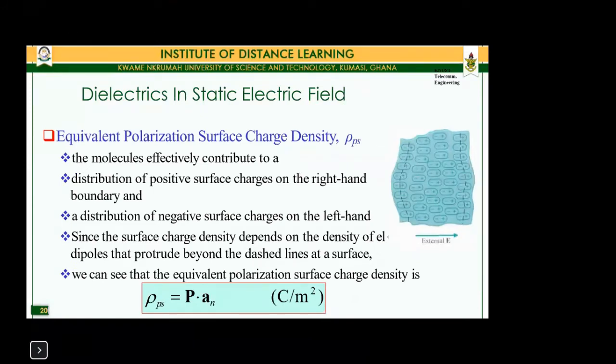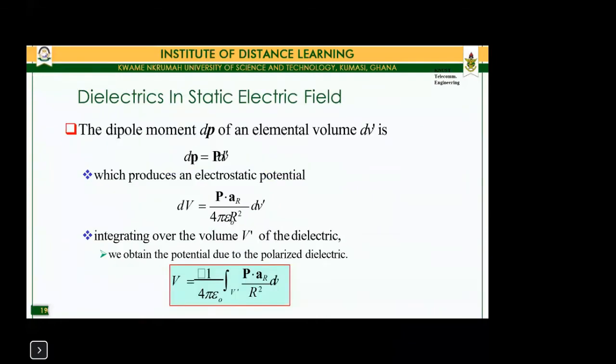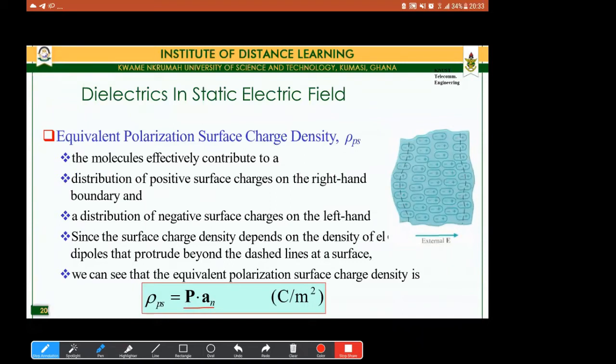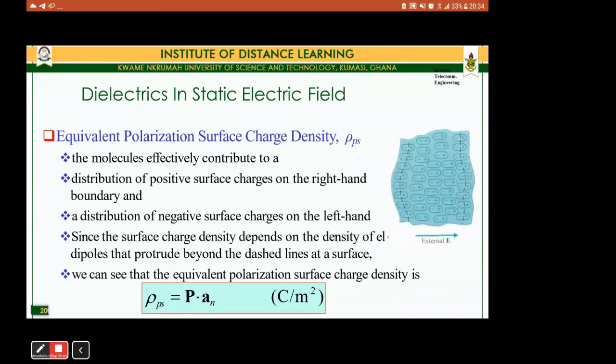Now, one last term and we'll be out of here. It is the equivalent polarization surface charge density. That surface charge density is given by the normal component of the polarization vector, P dot aN. Remember that we said on the surface, the tangential components are zero, only the normal components exist. And that polarization surface charge density, rho PS, is given by this. Let's look at what that will do to the relation.